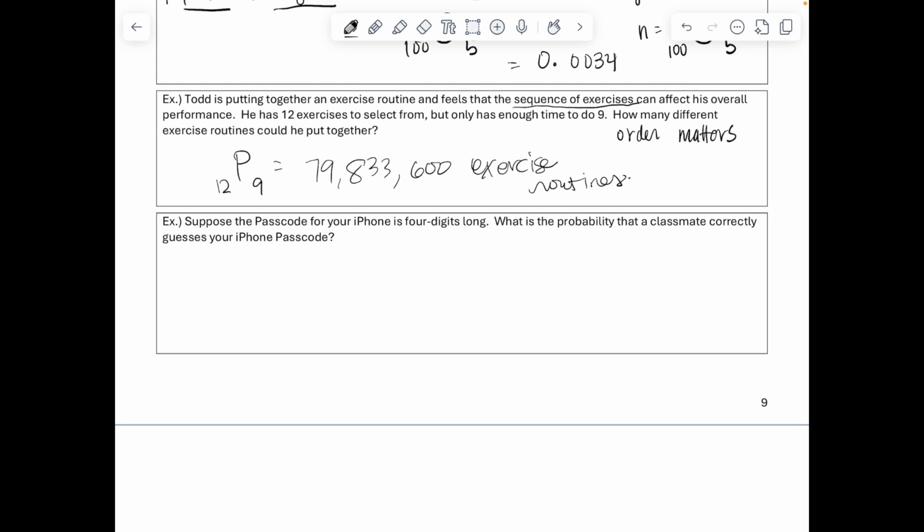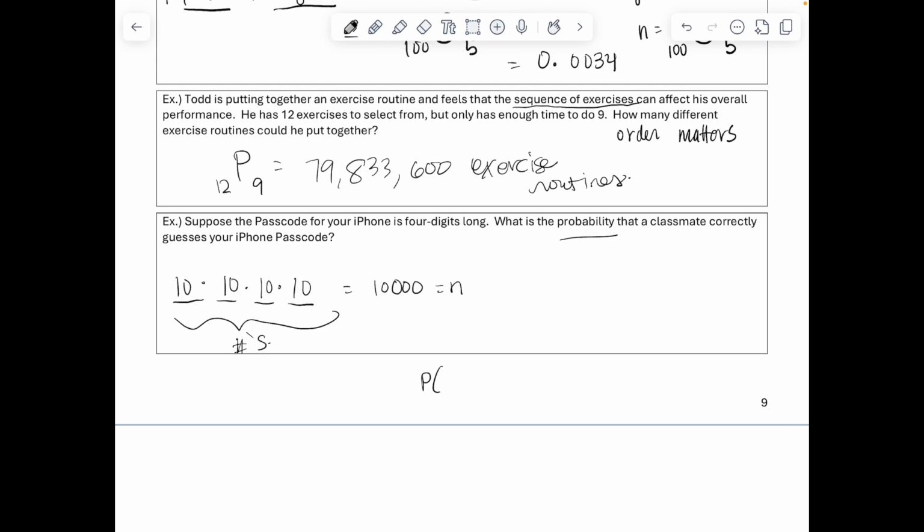The last question here says, suppose the passcode for your iPhone is a 4-digit long sequence. It says, what is the probability that a classmate correctly guesses your iPhone passcode? So the first thing we need to figure out is that denominator number. For that, there are 4 digits that we have. These are all numbers, and with your passcode, the numbers could repeat. So you could have 0000. And so that means there are 10 digits that can go in each of these. We are multiplying these. When you do this, you get 10,000. And this is equal to our n.